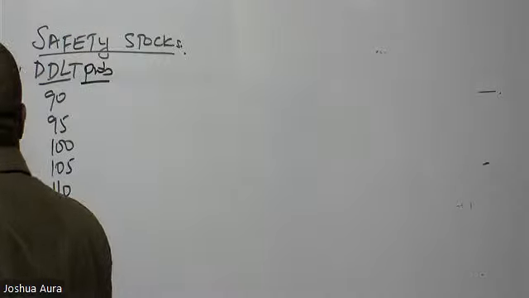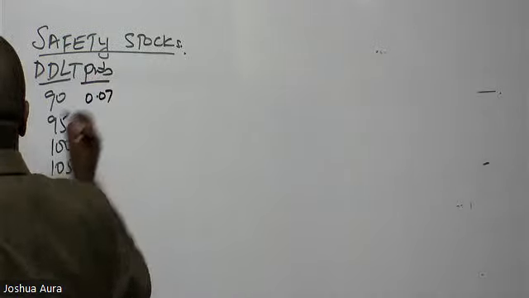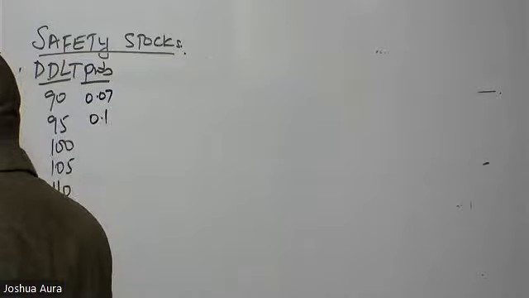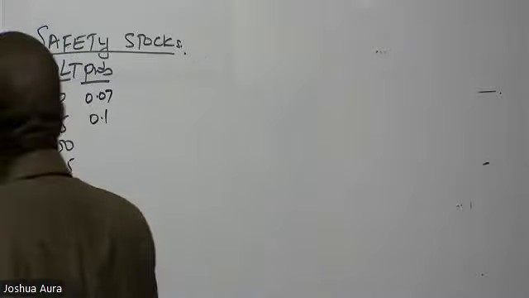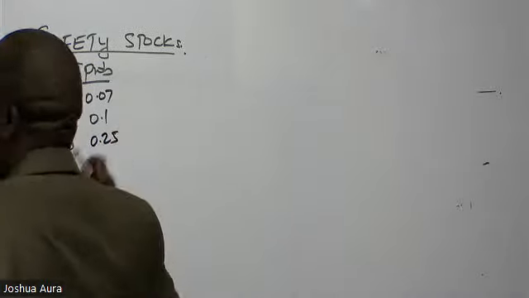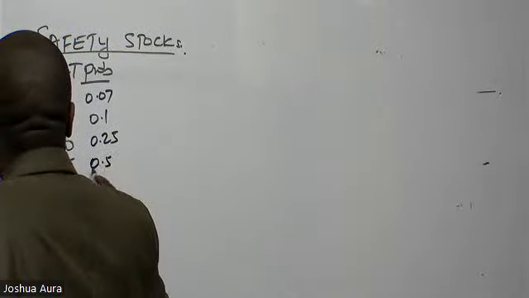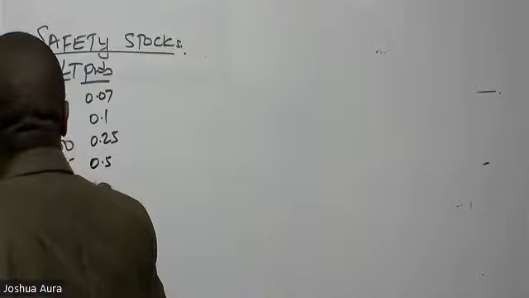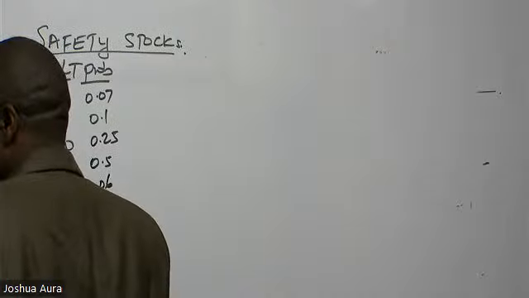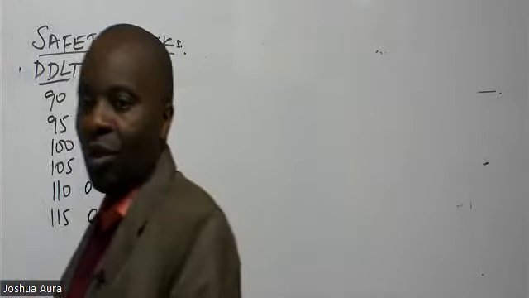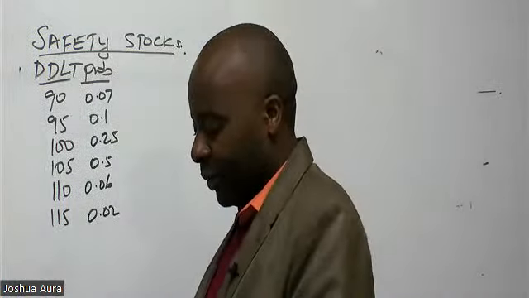Probabilities: we have 0.07, 0.1, 0.25, 0.06, 0.02. So probabilities have been given.